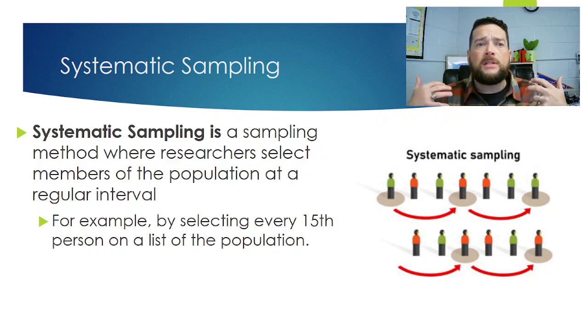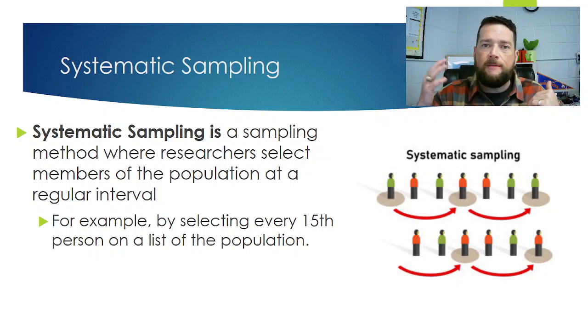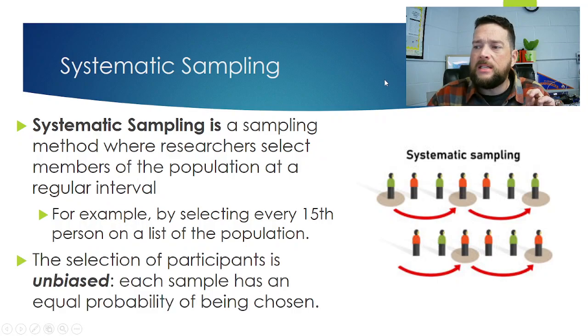This is still somewhat of a random process, because there's no controlling where the data falls. So by picking certain intervals, you still have somewhat of a random process. And therefore, systematic sampling is considered unbiased, just like random sampling. Those are the two most fair ways of conducting the research.